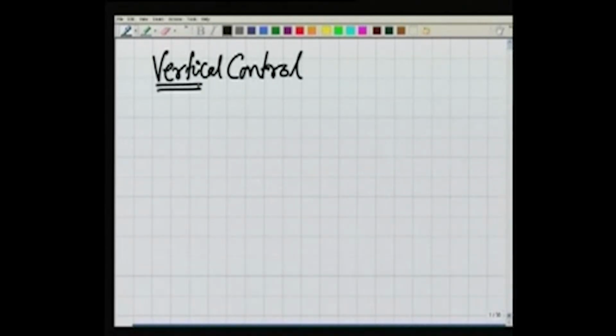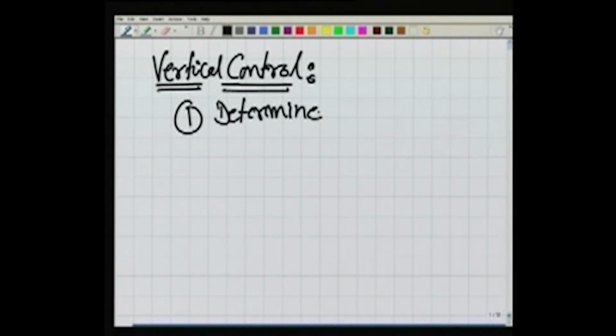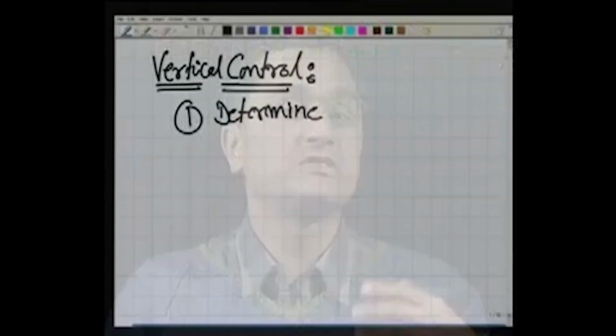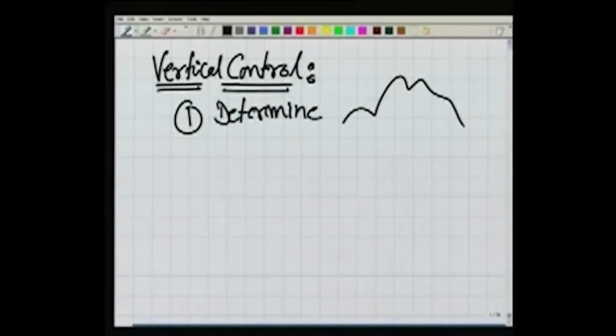Now what is the meaning of this? The meaning of vertical control is we are going to, number 1, determine the heights of some points on the surface of the earth. For example, if this is surface of earth, we want to determine from somewhere what is the height of this point. Number 1 is this.